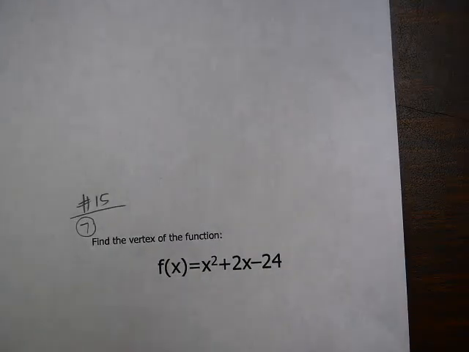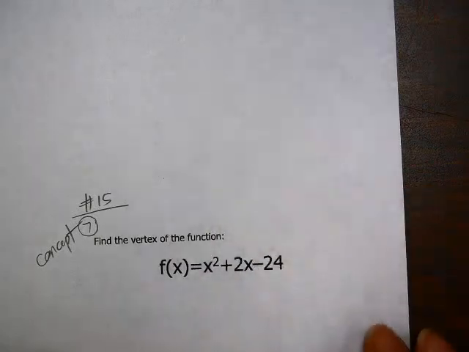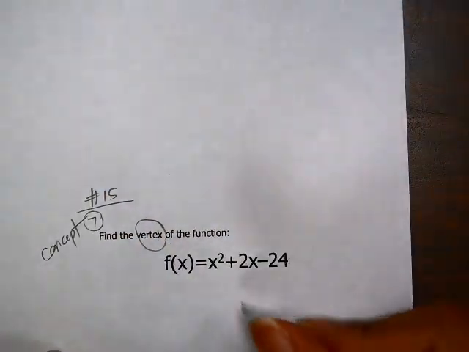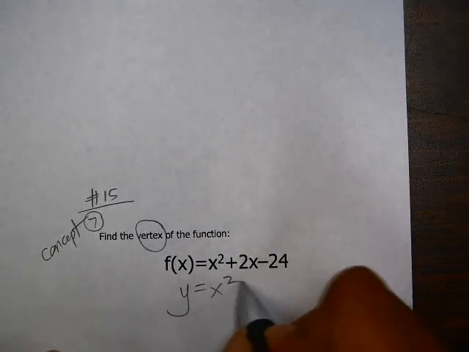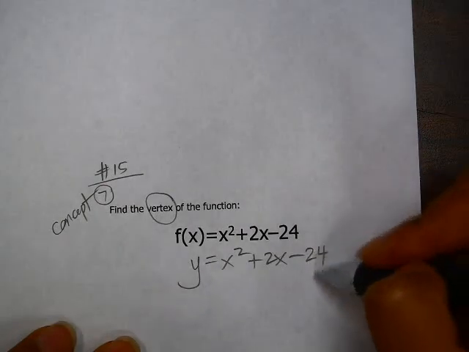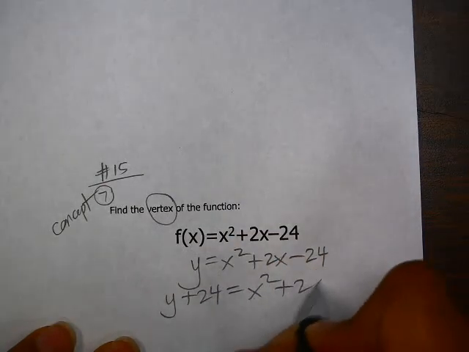Okay, we're looking at the Unit 3 review problems, and we're focusing right now on Concept 7, and this is slide number 15. We're trying to find the vertex of the function. To find the vertex, we're going to get this equation in graphing form. So I'm just going to replace the f of x with a y. Getting it in graphing form requires us to move the c value over to the other side.